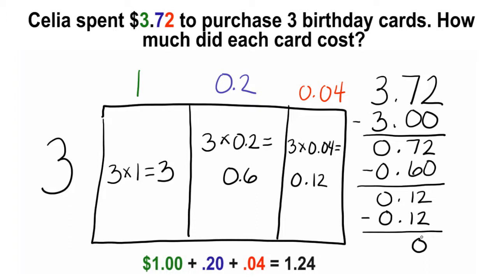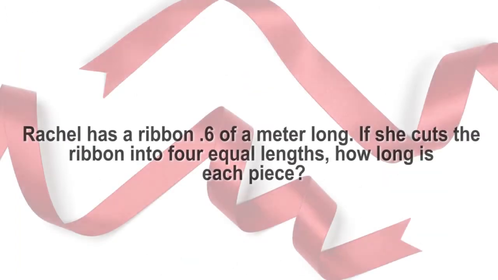Add the partial quotients. 1 and 24 hundredths is the quotient. Each card cost $1.24. Let's solve another problem. Rachel has a ribbon 6/10 of a meter long. If she cuts the ribbon into 4 equal lengths, how long is each piece?